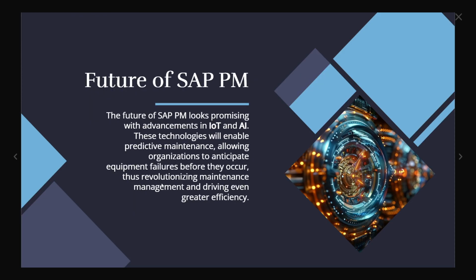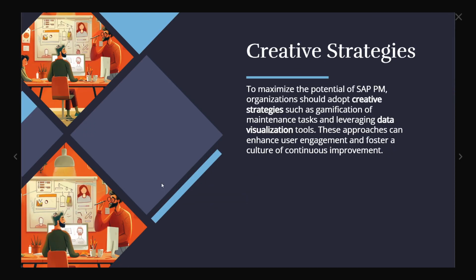So the future of SAP PM looks promising with advancements in IoT and AI. So these technologies will enable predictive maintenance, allowing organizations to anticipate equipment failures before they occur, thus revolutionizing maintenance management and driving even greater efficiency.